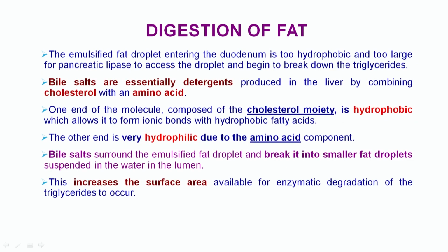The emulsified fat droplets entering the duodenum are too hydrophobic and too large for the pancreatic lipase to access the droplet and begin to break down the triglyceride. Bile salts are essentially detergent, produced in the liver by combining cholesterol and amino acid.